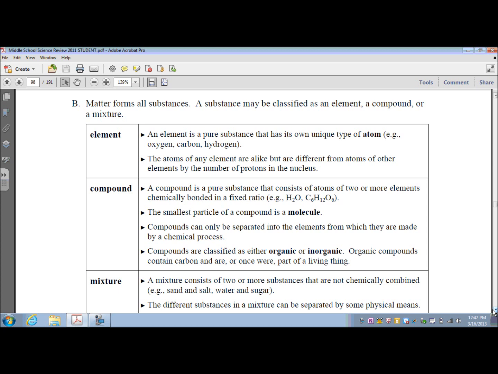Compound. A compound is a pure substance that consists of atoms of two or more elements chemically bonded in a fixed ratio, such as H2O, C6H12O6. The smallest particle of a compound is a molecule. Compounds can only be separated into the elements from which they are made by a chemical process. Compounds are classified as either organic or inorganic. Organic compounds contain carbon and are, or once were, part of a living thing.